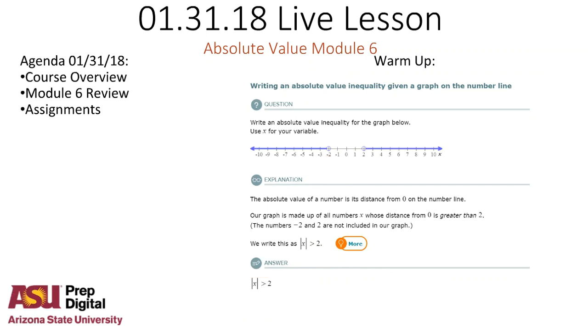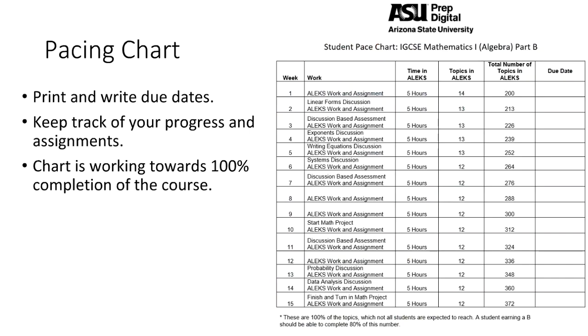A few announcements. For semester 2, we now have a pacing chart, which I hope that you like. Now this pacing chart is based on being a little bit more than halfway through the course, so you would be starting the week at 200 topics completed. Now, if you're not at 200 topics completed, then you're going to want to go through and adjust and figure out how many topics you have left to get to the total. The total is down here at 372 topics. So that's to reach 100%.